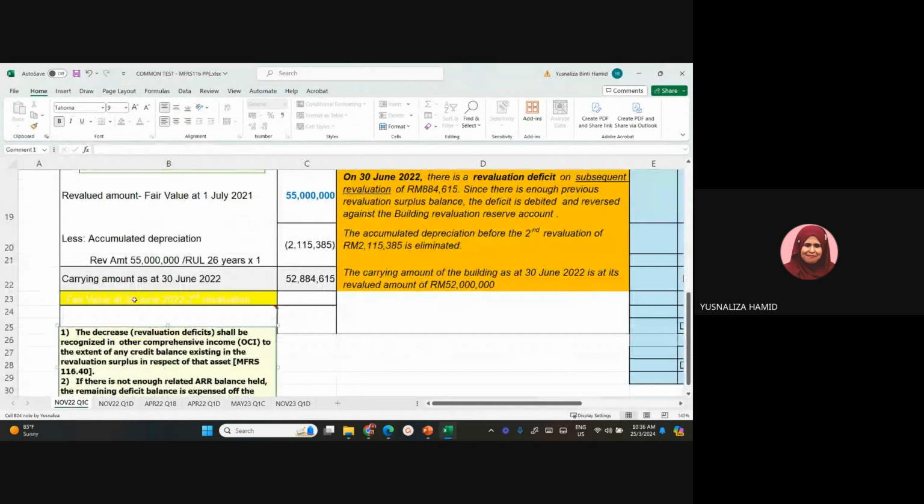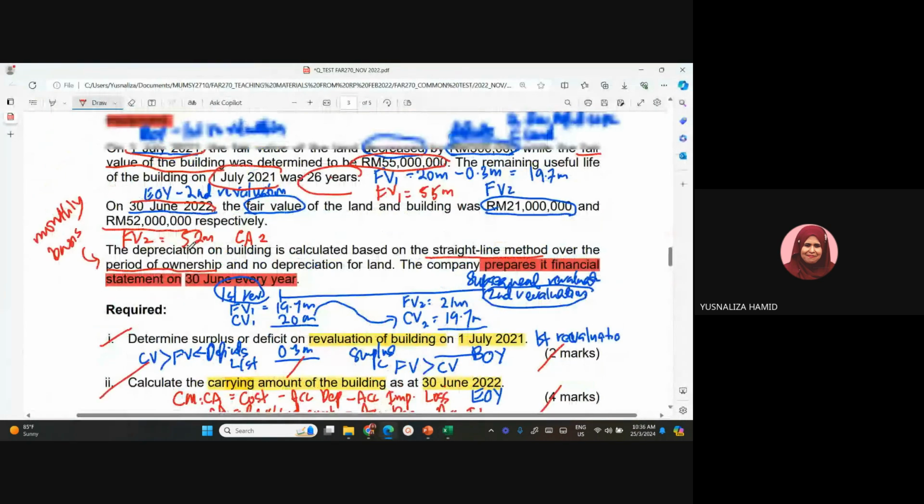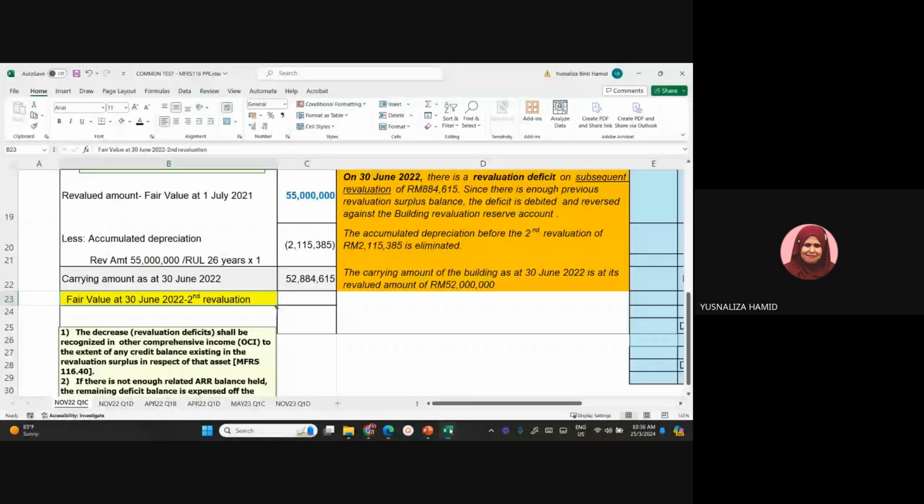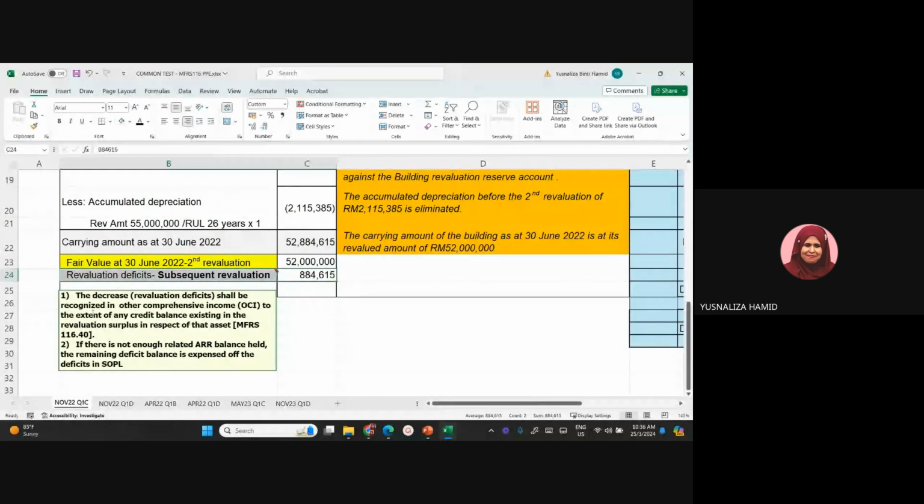So for this, if you compare the carrying amount with the fair value for the second revaluation, where is the fair value? The fair value is here, which is 52 million. So if you compare with the carrying amount that we just calculated, you can see that you have a revaluation deficit. Why revaluation deficit? Carrying amount is greater than the fair value. So under MFRS 116, paragraph 40, the decrease in revaluation, if it happens on the subsequent revaluation. So if it's first revaluation, we will debit straight away to the profit or loss as revaluation deficit. That was in the case of land.